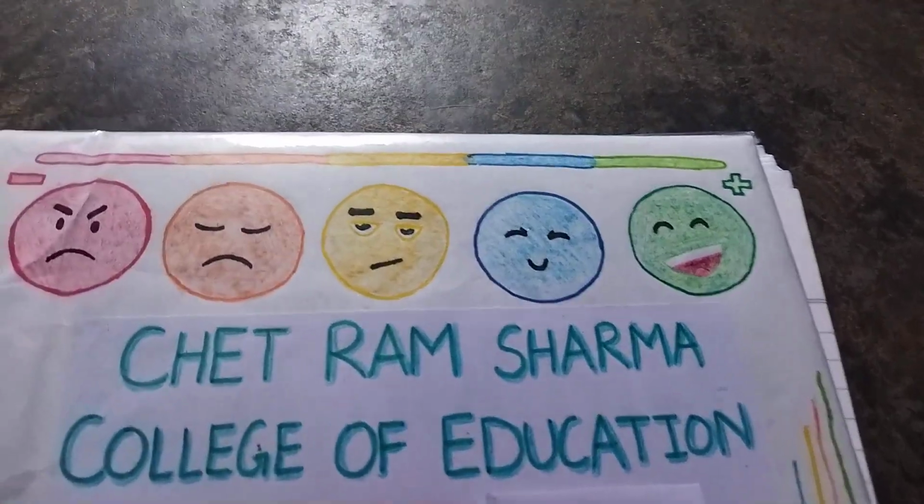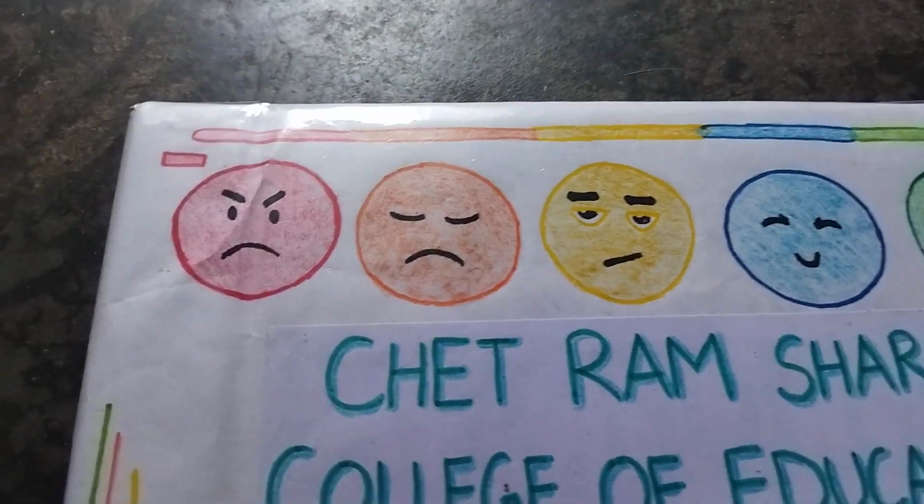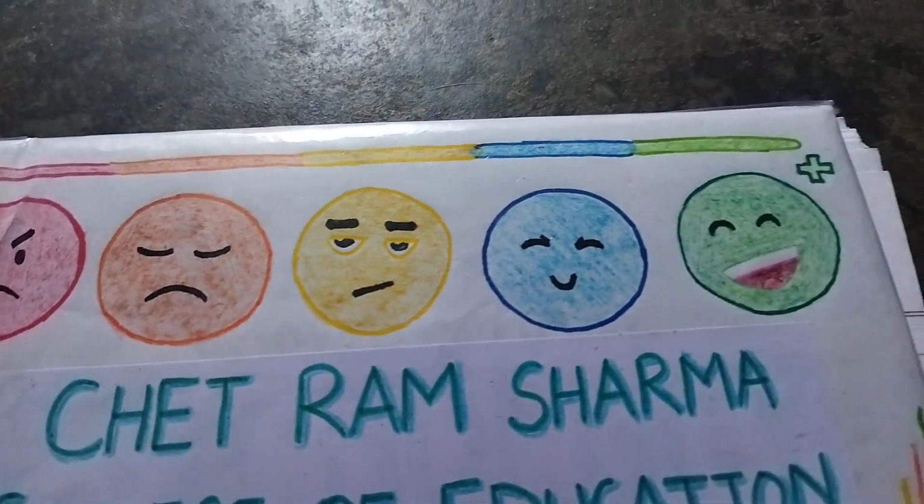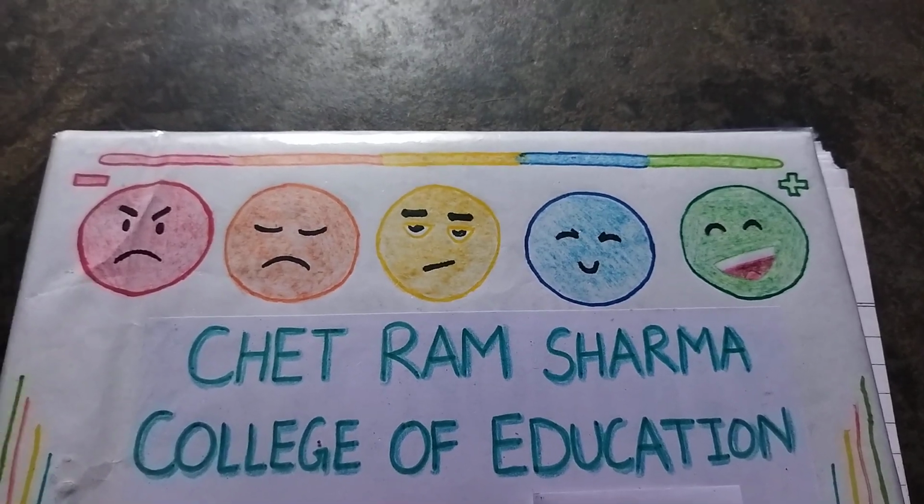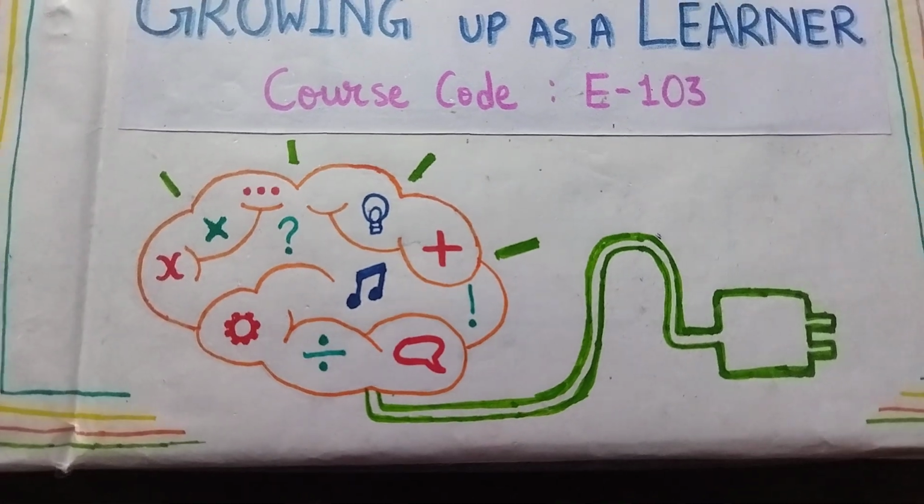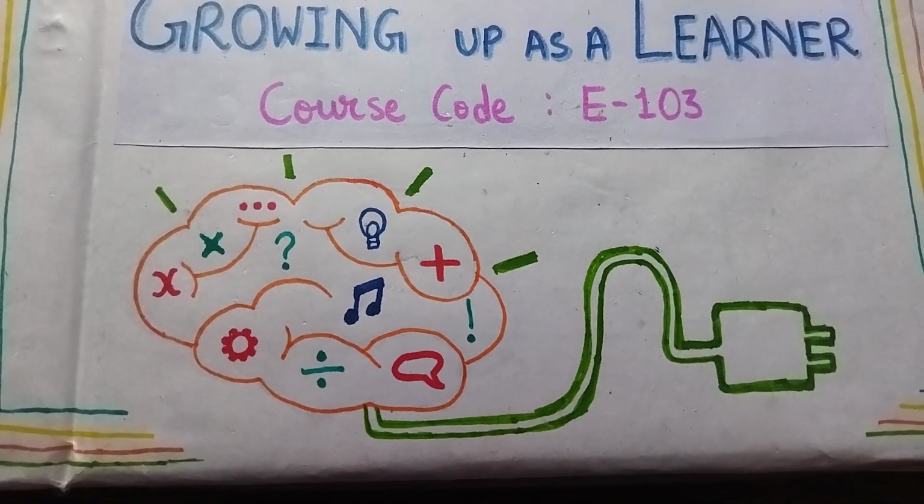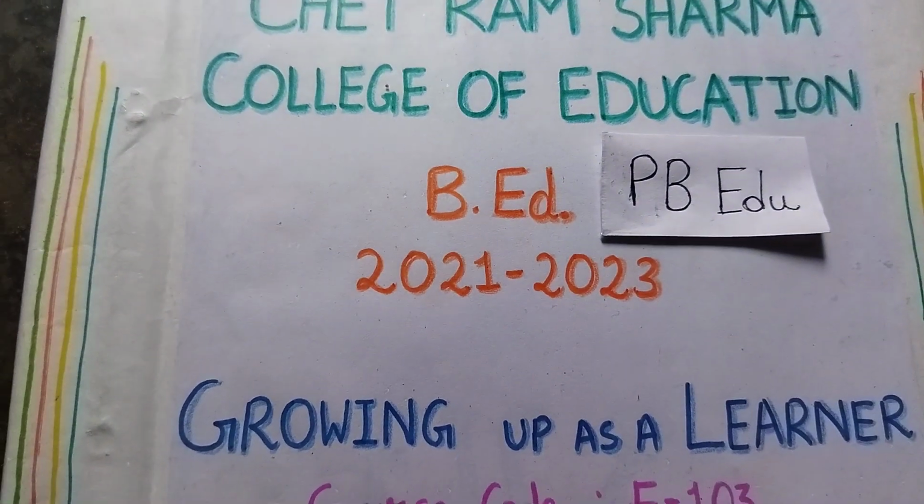For that you can decorate the cover like this: emotional ability, from low emotional ability going to higher emotional ability. It depicts the first topic, and the second topic is reasoning ability. So you can decorate your file like this. Now we will discuss the content inside this file.